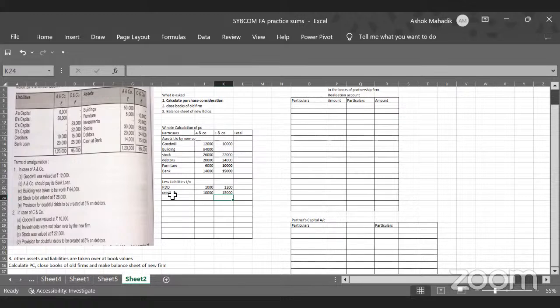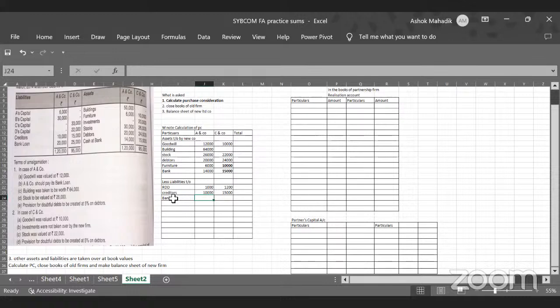Regarding bank loan, in case of A company, it was mentioned that A company should pay bank loan. It means A company's loan will not be taken over by the new company. But nothing is mentioned about C company, so that loan will come. So the bank loan for C will come. So be careful while reading.